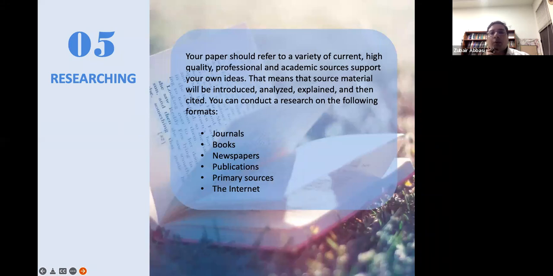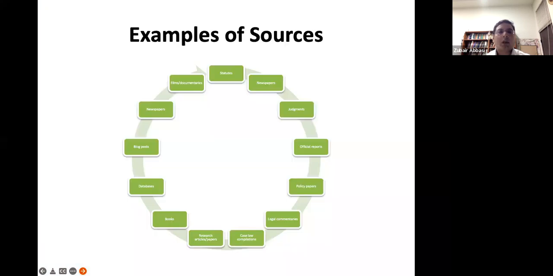And how do you do your research for your paper? You may refer to different sources. These could be journals, books, newspapers, other publications, primary sources, or simply the internet. Often students ask me where to start doing research. So should we start from books? Should we start from primary sources or secondary sources? And my answer always is that it's a circular process.